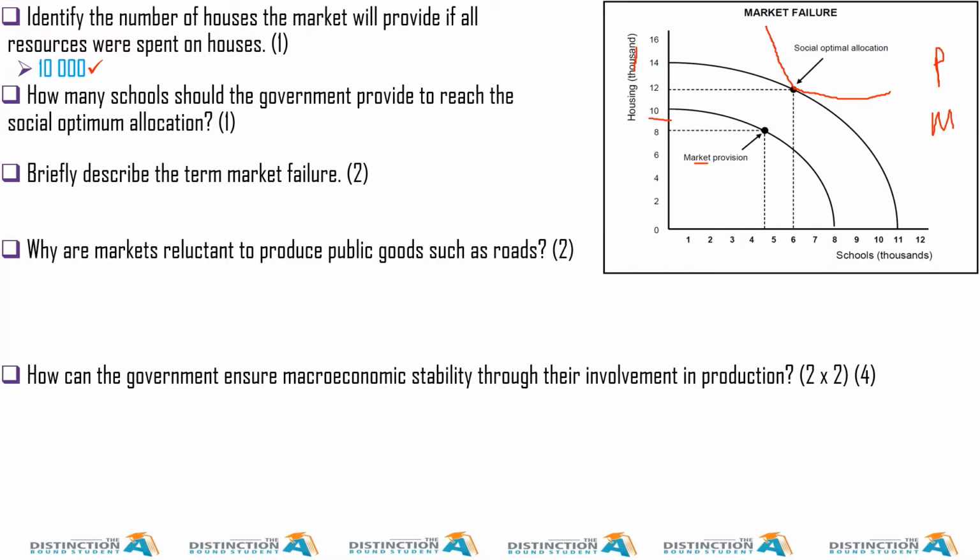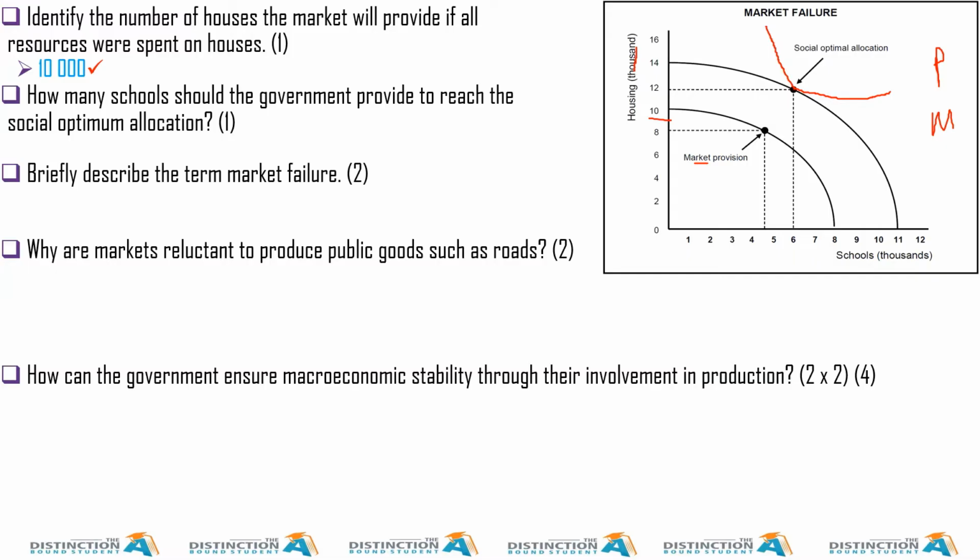So normally, as I told you before, the first two questions are so easy that getting them wrong, you are just not doing yourself a favor. Right, how many schools should the government provide? Listen carefully. Should the government provide to reach the what? The socially optimum allocation.